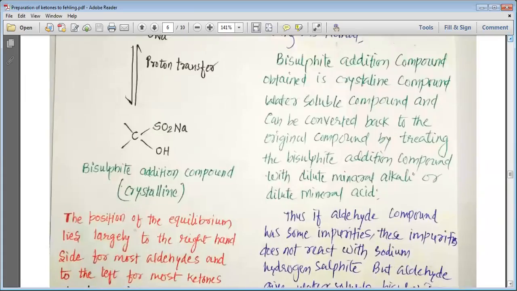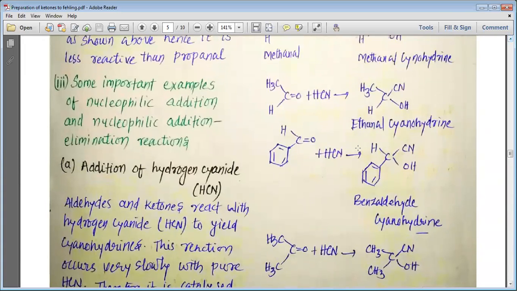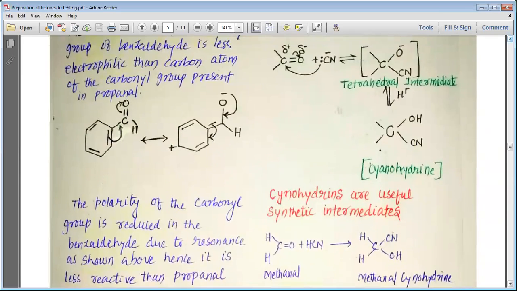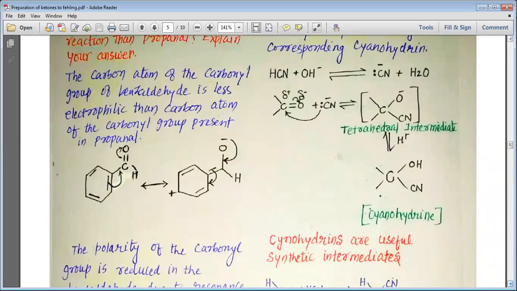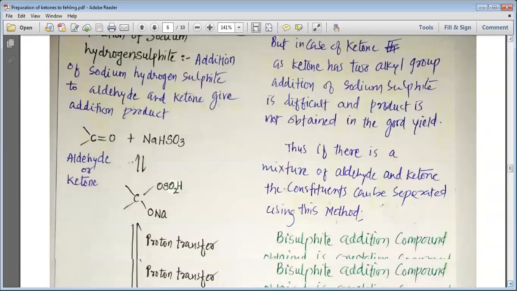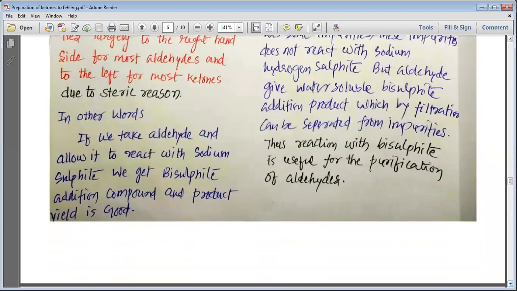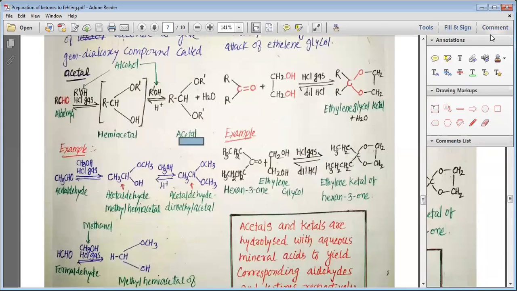We have studied the addition of alcohols and the addition of hydrogen cyanide. We have seen that on addition of hydrogen cyanide we get cyanohydrin. At the same time, on addition of alcohol we get either the acetal or ketal. So we have seen that the aldehyde gives a hemiacetal of aldehyde and an acetal of aldehyde.